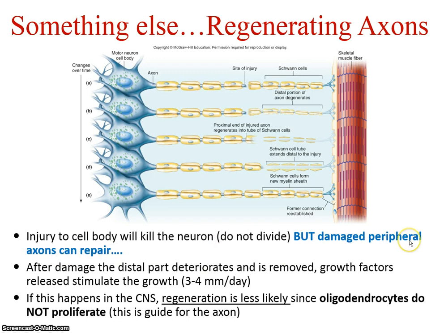And I say peripheral here because it turns out oligodendrocytes are not very good. They themselves do not proliferate. They're an exception to what we talked about for neuroglia cells. So regeneration is less likely if there's been central nervous system damage. But this is one of the reasons why you really enclose that central nervous system. You surround it with bone and a protective barrier.